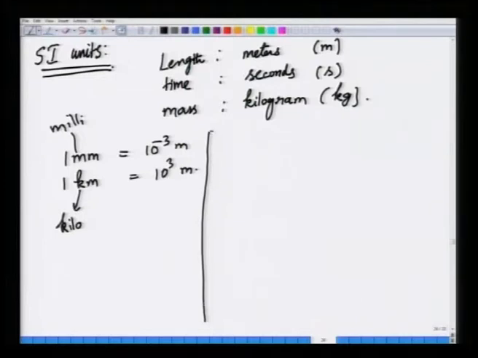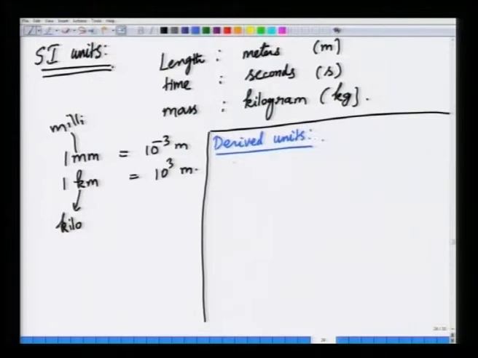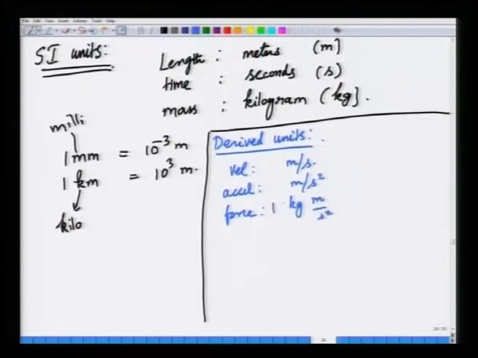Okay. The derived units of various quantities of interest are as follows. Okay. So, velocity is length per time, it is meter per second. Okay. Acceleration is meter per second squared. Force is mass times acceleration. So, it is kilogram meter per second squared. So, 1 kilogram meter per second squared is defined as 1 Newton or 1 N. Okay.